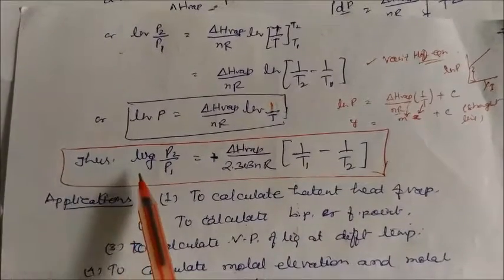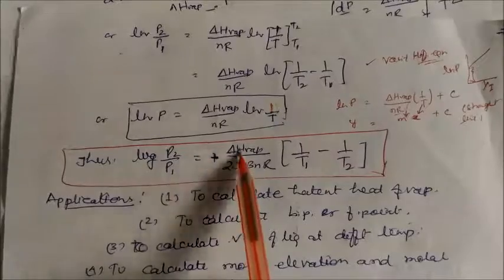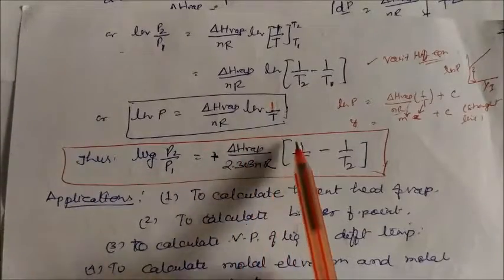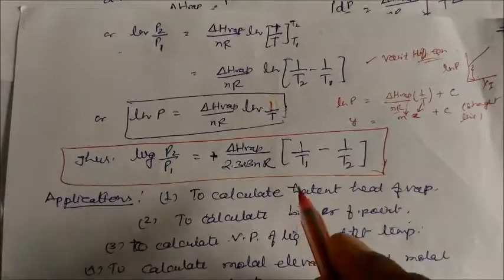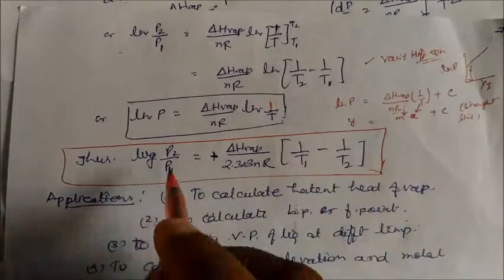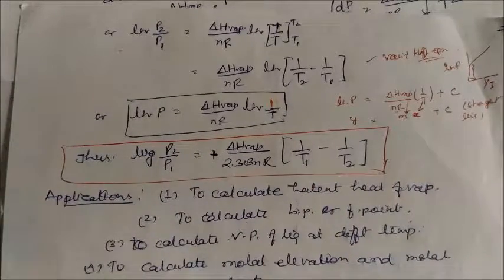So we can write log of P2 by P1 is equal to delta heat of evaporation by 2.303 nR, times 1 by T1 minus 1 by T2. So it is not T1 minus T2. Yes, it will be, no, it's correct. It will be 1 by T1 minus 1 by T2. That's correct.